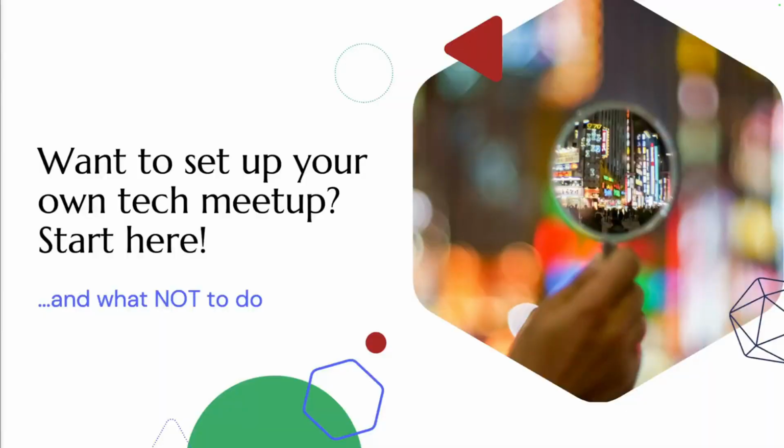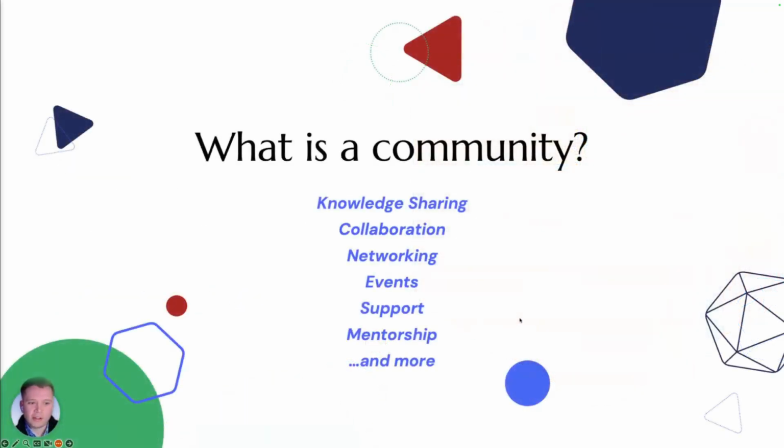Today is all about taking those practical steps in setting up your first tech meetup. So let's have a look. Let's get started. So first of all, let's have a little think about what a community actually is. A technical community, simply put, is about bringing individuals together that have a common interest in a specific technology or field. These communities contain professionals, enthusiasts, experts, and people that basically want to come together to exchange knowledge, collaborate on projects, and support each other in their technical endeavors.